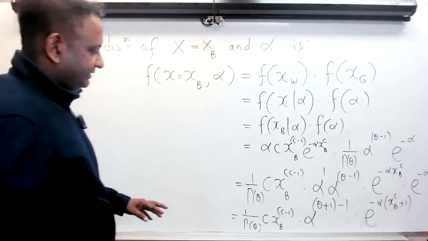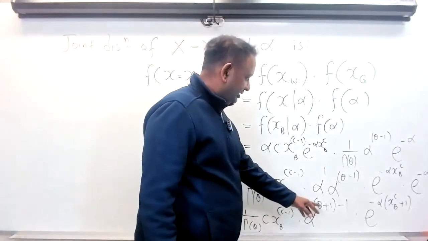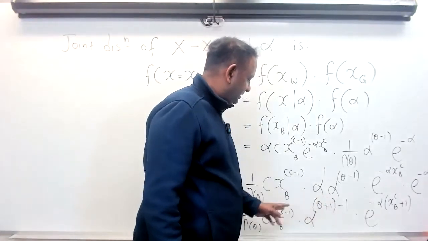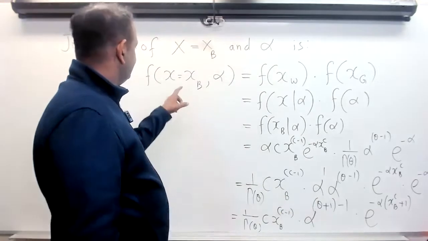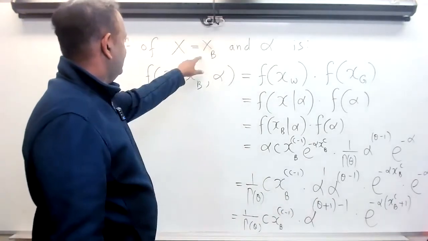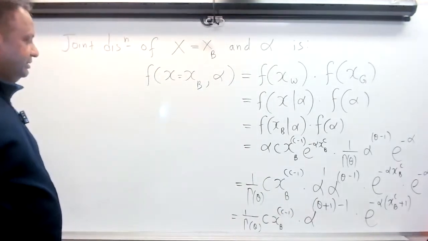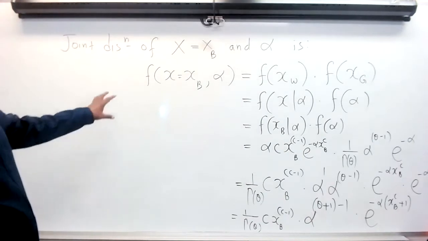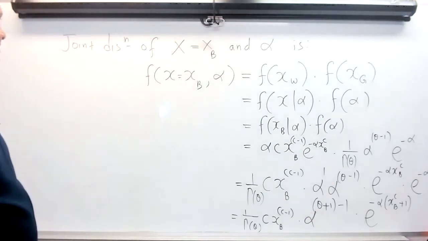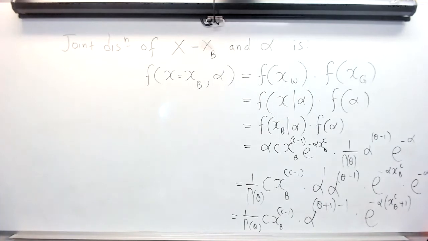See, there's a reason why I didn't take this off: when we integrate later, in order to isolate xb or x. Well, this is the joint. I don't need the joint. I need the marginal distribution of xb, and see whether it's going to be Burr.